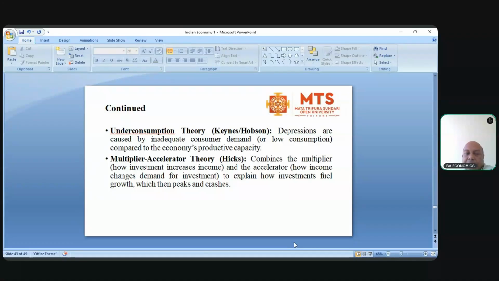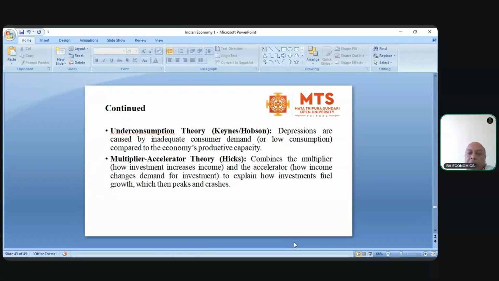And the accelerator means the opposite of the multiplier. When the income level increases, then investment will also increase. Or you can say it is the effect of income on investment. This is known as an accelerator.